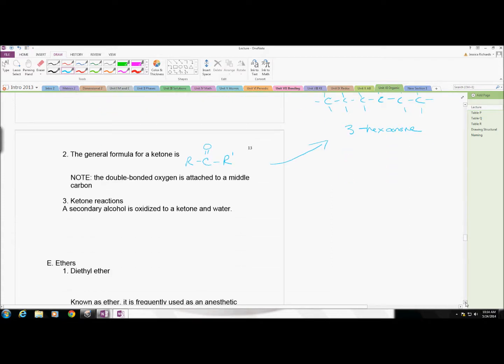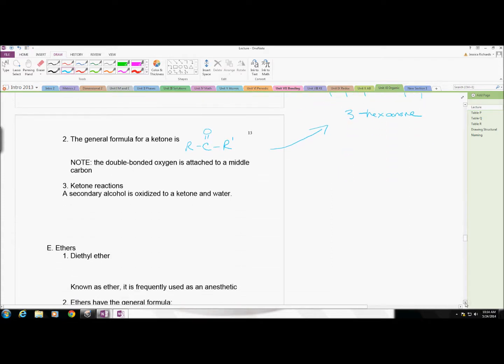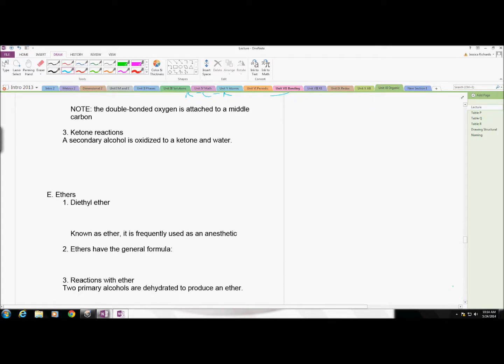Ketones then, also like aldehydes being made from alcohols, but in this case, instead of a primary alcohol, it's made from a secondary alcohol. In a secondary alcohol, the carbon that has the hydroxyl group on it is somewhere in the middle of the chain. For example, this one, which we would call 1, 2, 3, 4, butanol, and it's on carbon number 2.